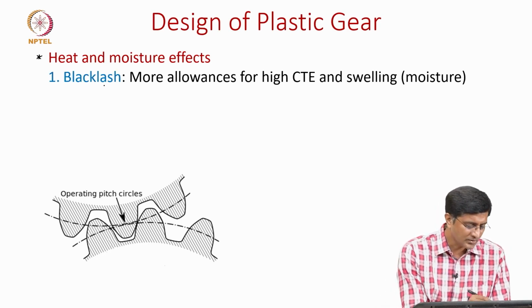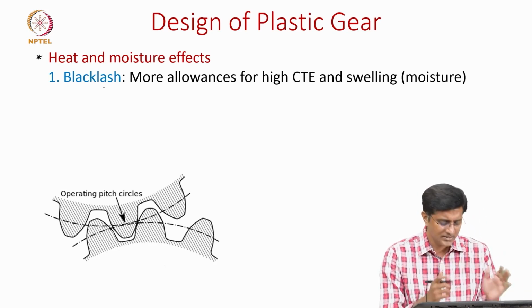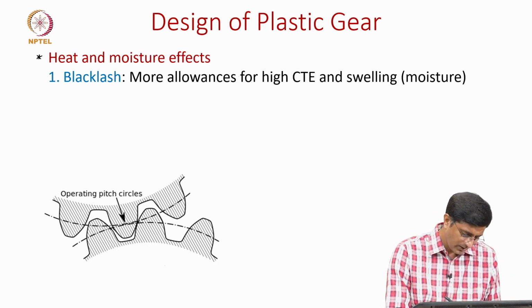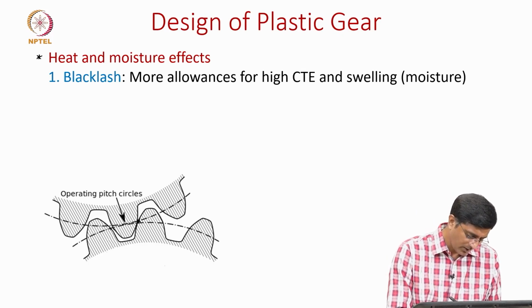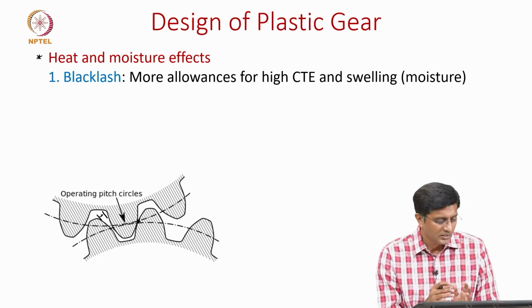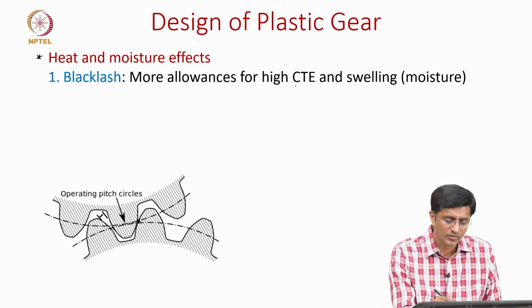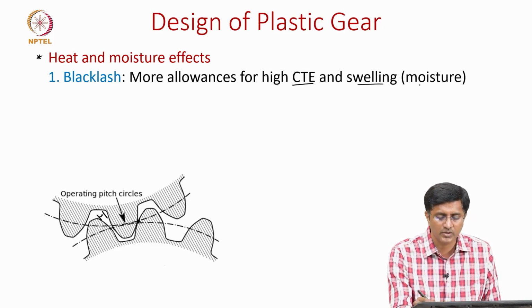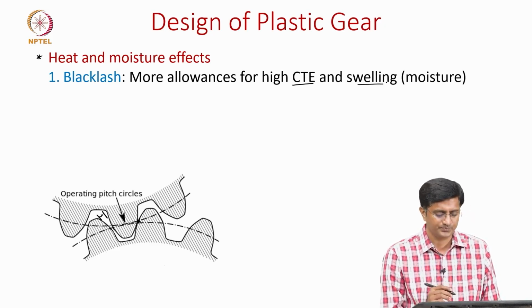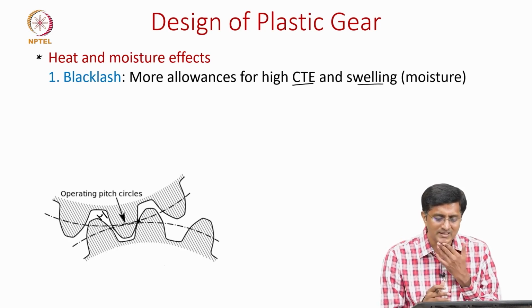So, first let us look at what is called backlash and how it gets affected. Backlash is the clearance. Let us say here we have a tooth to tooth contact, but to the left there is some clearance. This clearance is usually called the backlash, which is very high in plastic gears, mostly to allow for the high coefficient of thermal expansion and the swelling because of the absorbed moisture. So, which means if we are a designer, we need to leave a bigger backlash to consider these CTE and swelling effects.